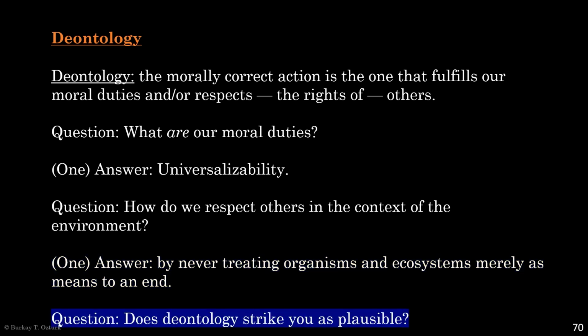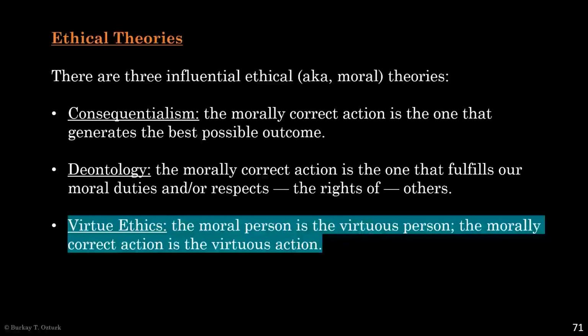Of course, we should also question deontology, just like consequentialism. Is deontology plausible? The third theory you should know about is virtue ethics. According to virtue ethics, character traits of people is primary. Actions are secondary. The moral person is the virtuous person. The morally correct action is what a virtuous person would do.